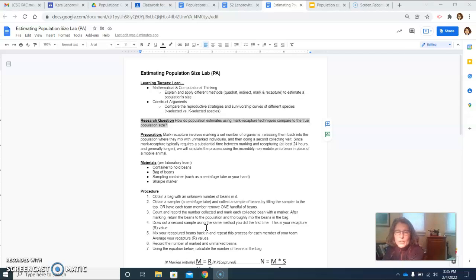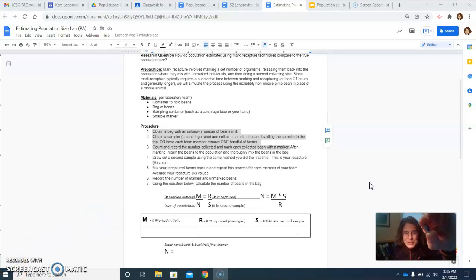From there, you're going to take all of those beans that you capture in your first sampling, and you are going to mark them with a Sharpie marker so that they have a tag or a mark on them that you're going to easily be able to recognize in the future. Awesome. So hopefully here you can see that I've marked this particular bean with an X. I would do that for all of the beans that I captured in my first capture.